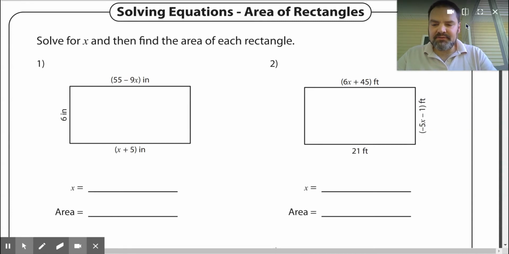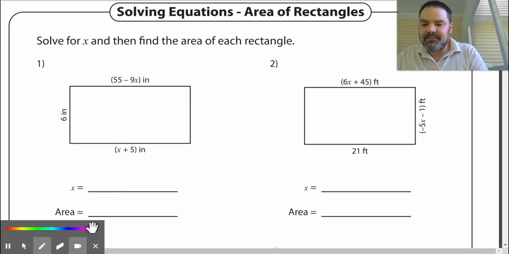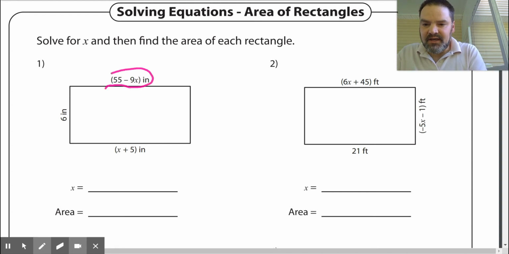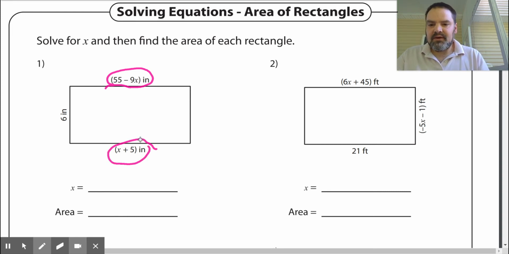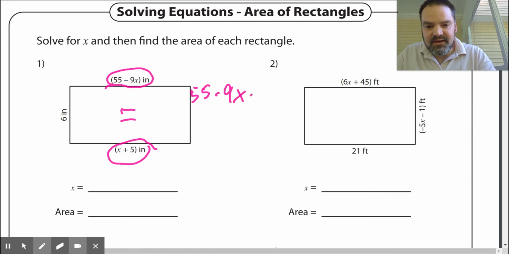Okay, today we're going to explore another way you might use some algebraic concepts in geometry next year. So here we have some shapes, and we're going to use what we know, which is expressed algebraically, to find the length of the sides and ultimately the area. The first thing you might notice is in a rectangle, two sides are equal, like the side at the top is equal to the side at the bottom. Therefore, algebraically, we have 55 minus 9x is going to be equal to x plus 5.